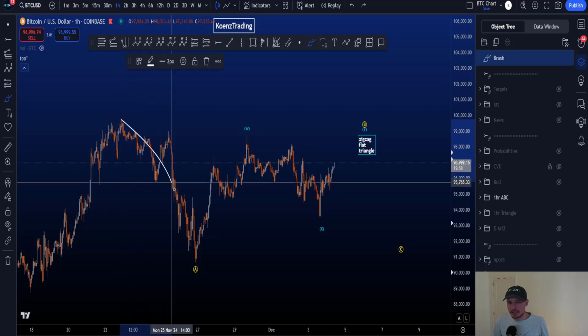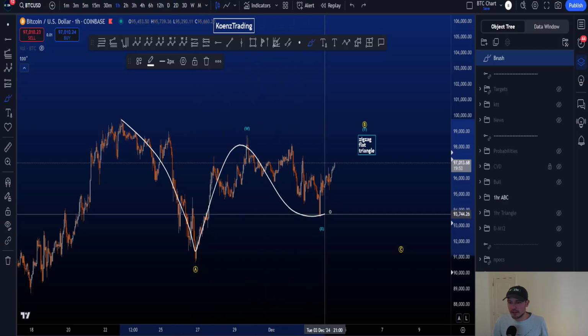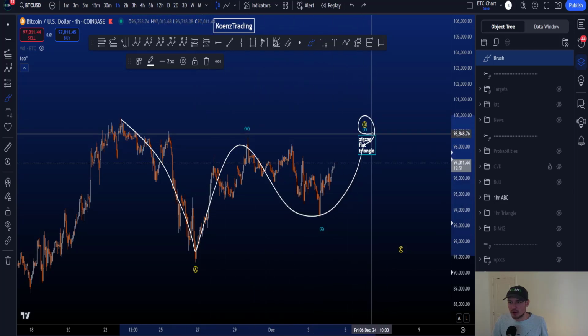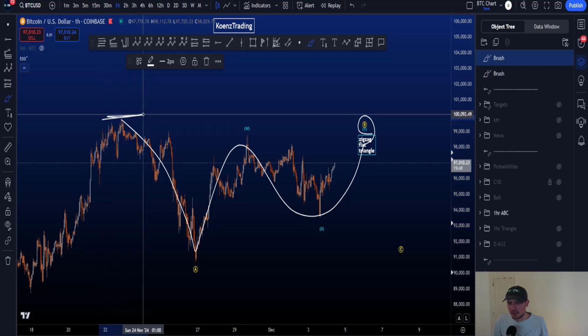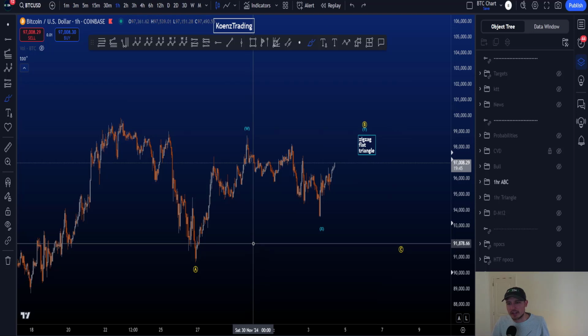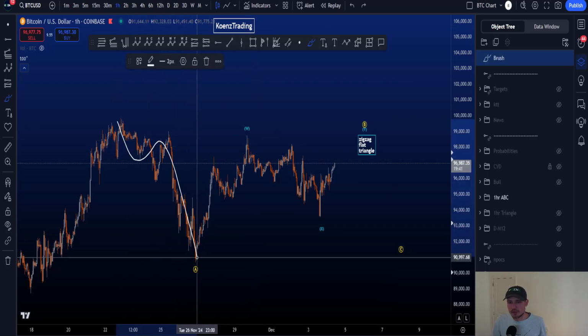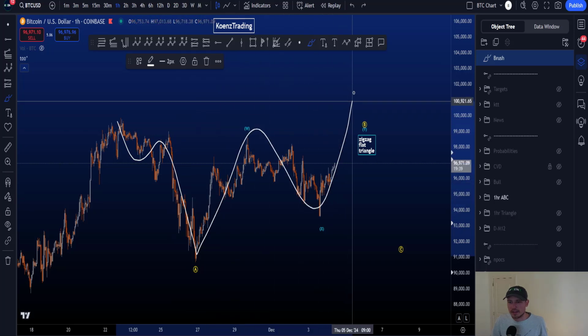Because in a zigzag, you're looking for a 5-wave structure to the downside in a wave A, sideways WXY in B with the invalidation being the high, and then you look for a wave C to the downside to take out 90k.